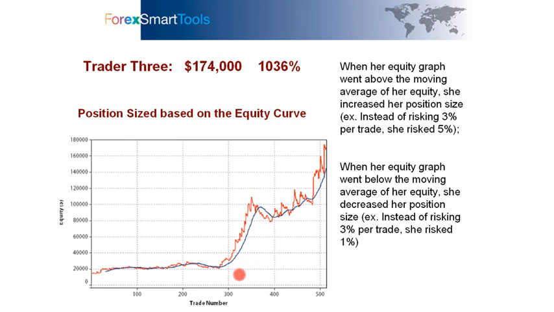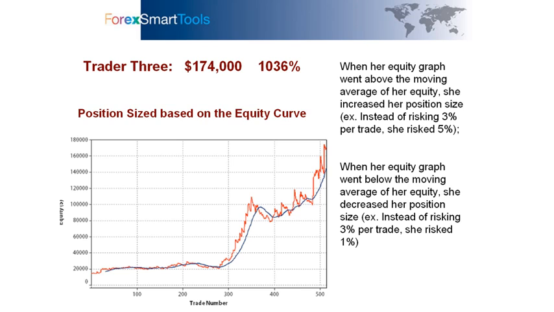So I want to make sure you know what I'm talking about here. I'm going to use this pointer. When her equity curve was in this period, she's not just doing 3% per trade, she's doing like 4 or 5%. When it hits this point and she starts to go into drawdown, she says, market conditions have changed. I'm going to decrease my risk. When it pops up again, she increases her risk again. Decreases, increases. And that's what she did to increase that percentage.